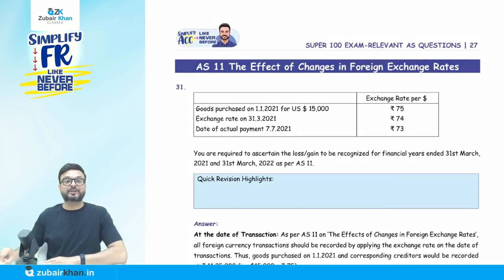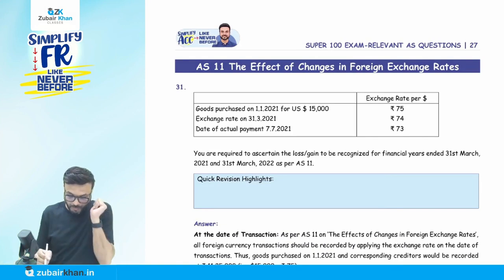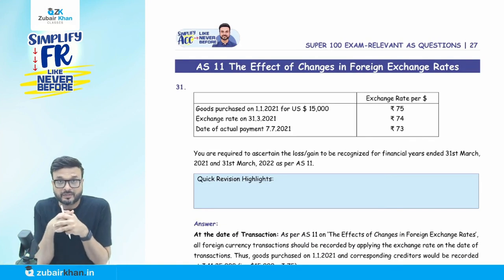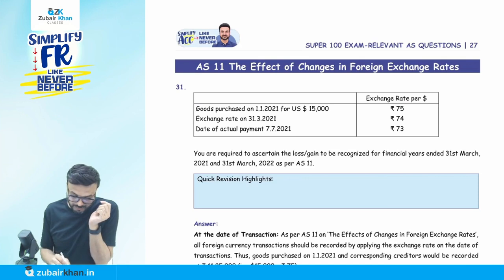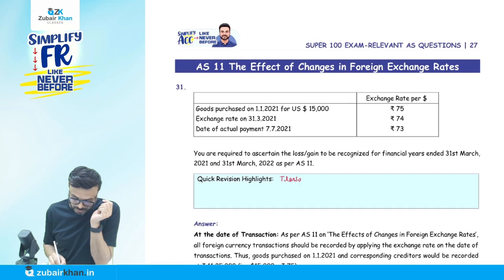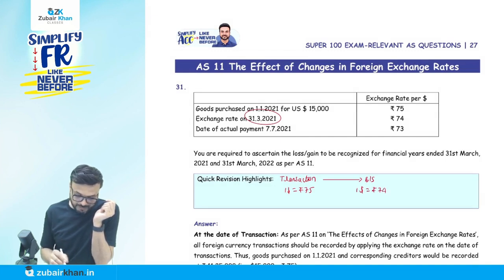Now we will come to the question on Accounting Standard 11. Question number 31. Goods were purchased on 1st of January 2021 for 15,000 US dollars. At that date, the exchange rate was 75. So understand, this is the date of transaction, and on the date of transaction the exchange rate was $1 is equal to 75. Now they say the exchange rate on 31st of March 21, that is on the balance sheet date, $1 is equal to how many rupees? 74. That generally does not happen.